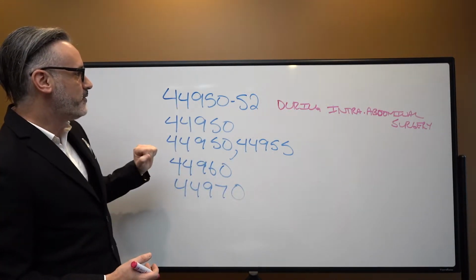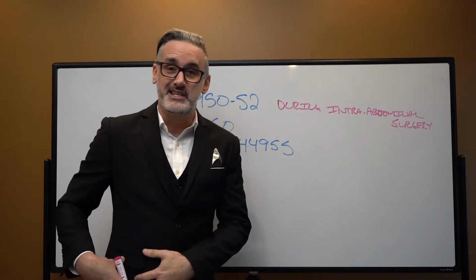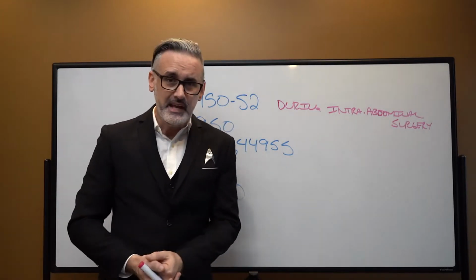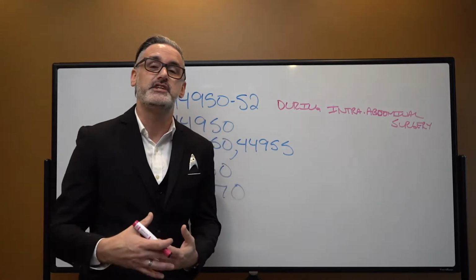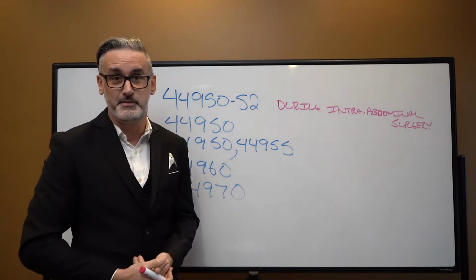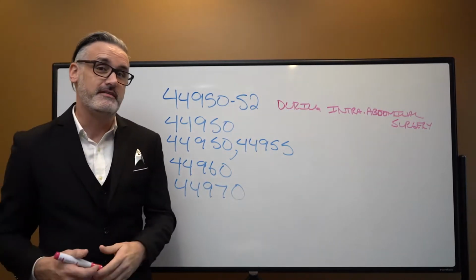So, for example, the 44950, if it's incidental during an intra-abdominal surgery, so the patient is cut open, and they already see it inflamed, and like I said, they go and take it out instead of having the patient needing to come back and have the procedure done later. Well, then we have 44950 with no modifiers, and that's it.